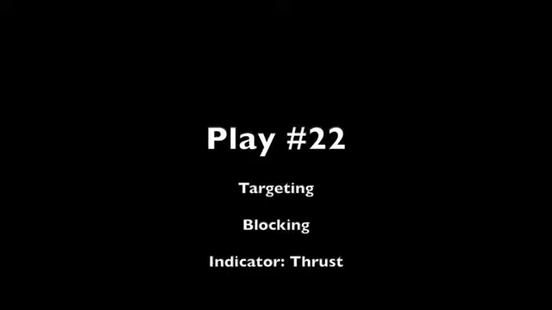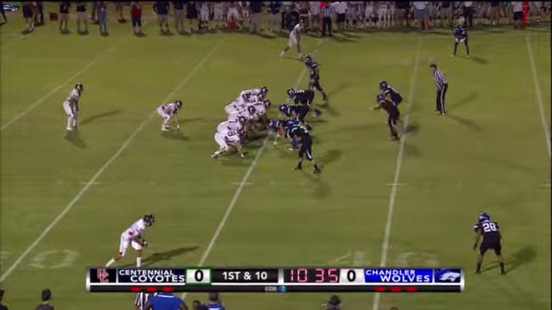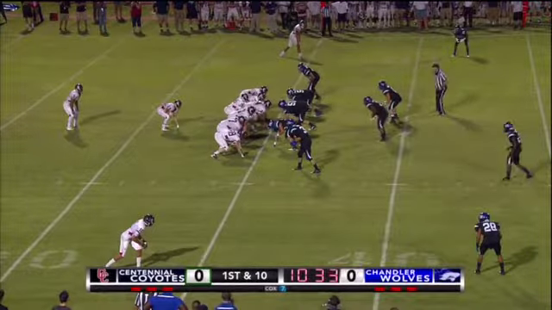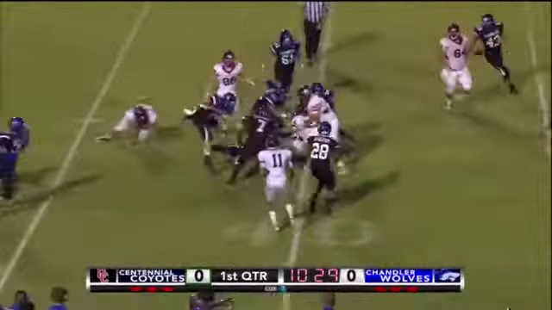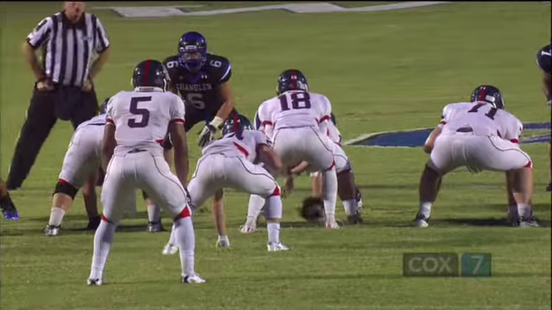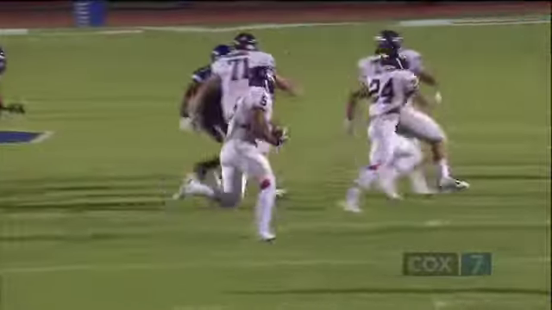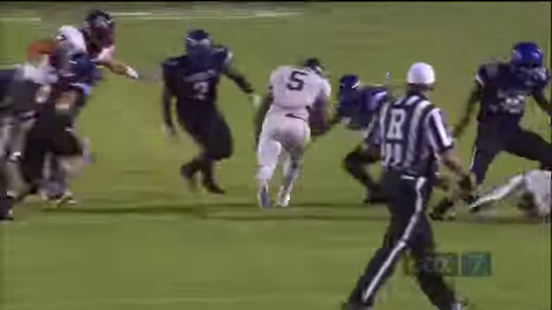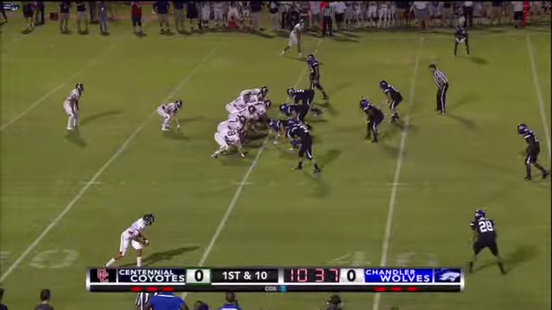Play number 22 is going to be an example of a targeting foul, in which we have a defender engaging a lead blocker high into the helmet. So let's go ahead and keep an eye on number 24 here. He's the lead blocker, and he's the player who the defender is going to hit high. And when we focus in on this action, we can see that the defender does thrust his shoulder up and into the helmet of his opponent.